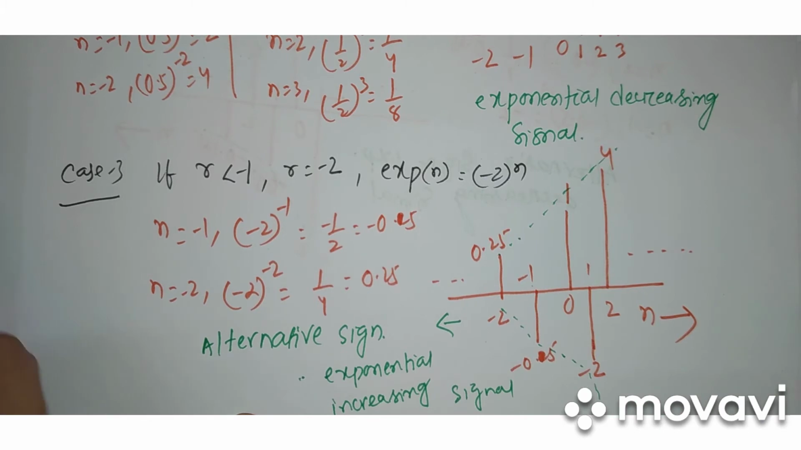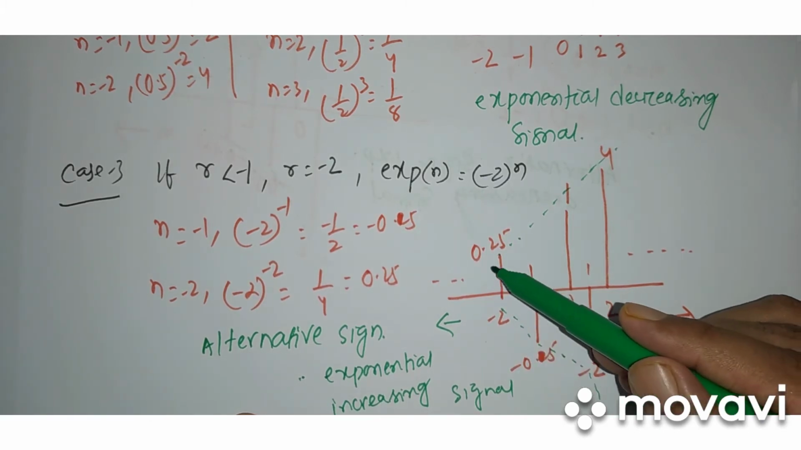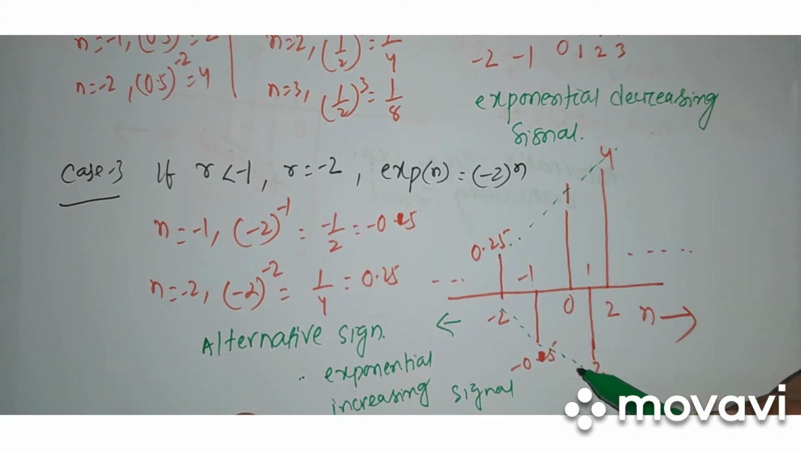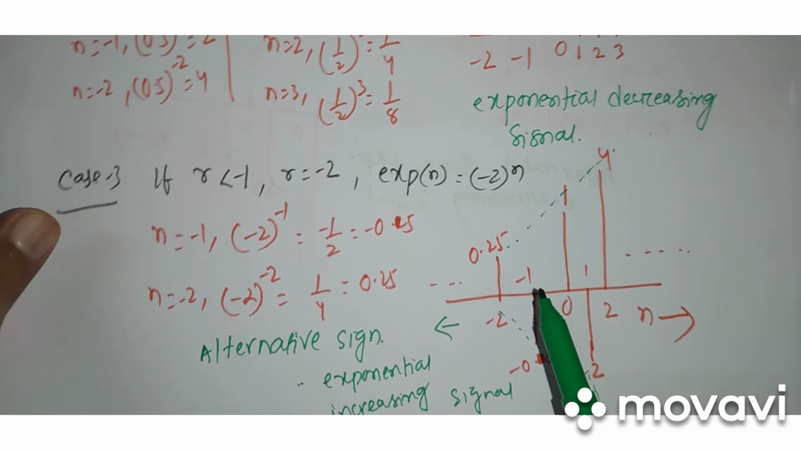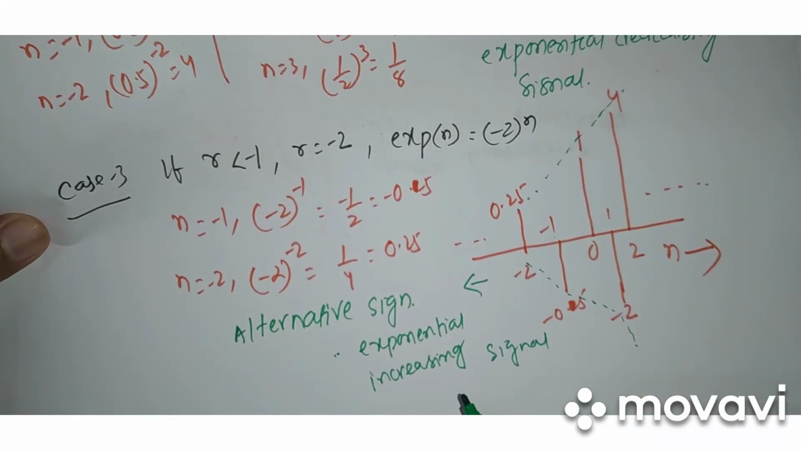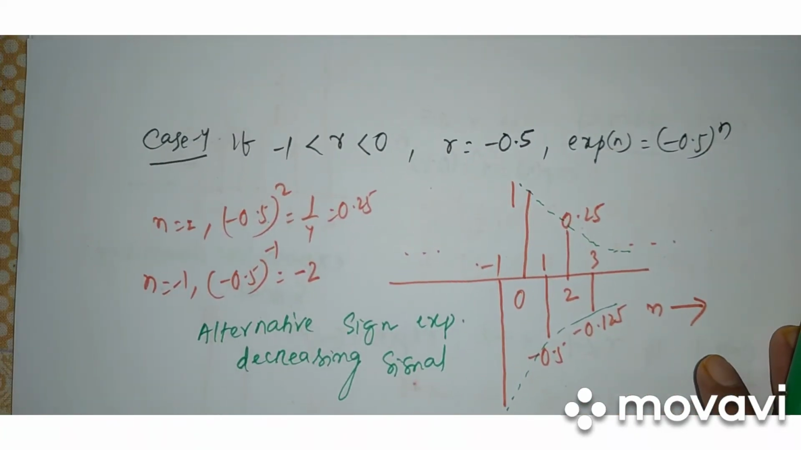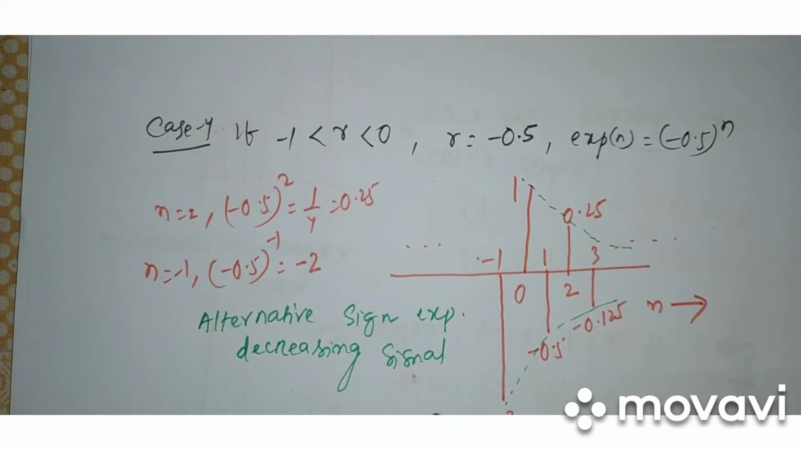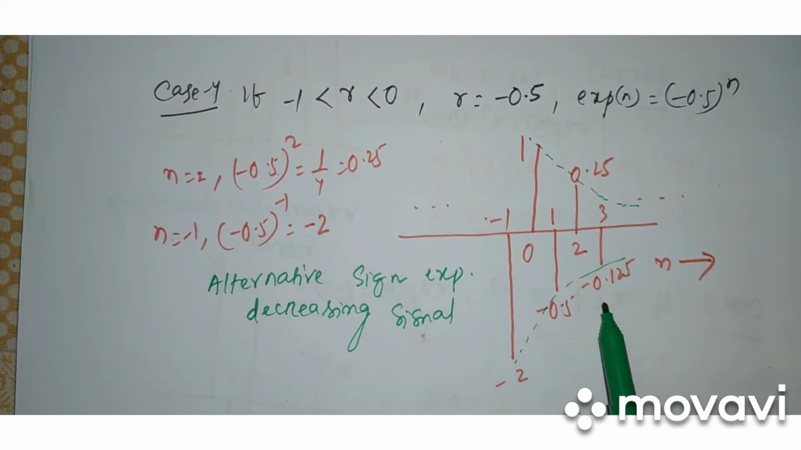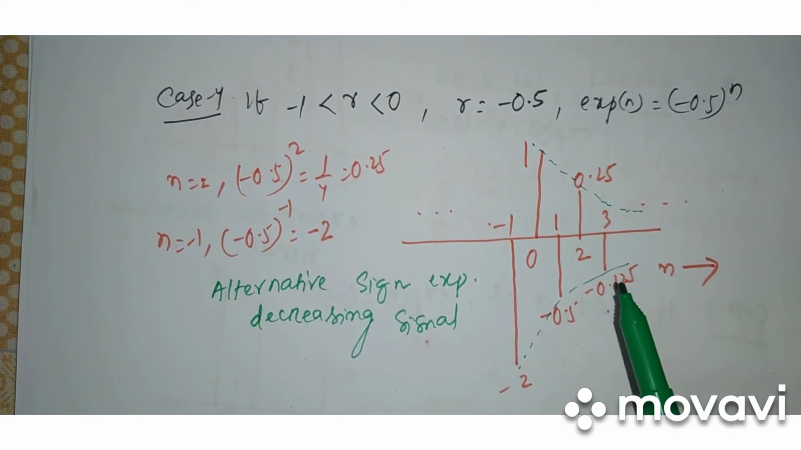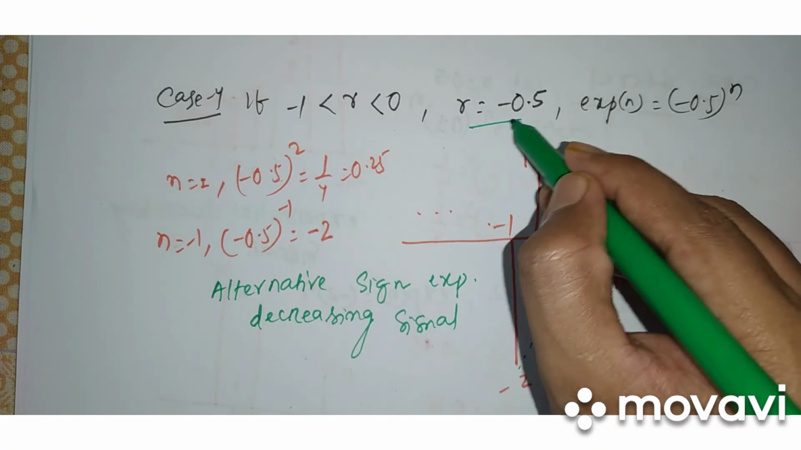Okay, that's why on the positive side it is increasing, and on the negative side it is also increasing. It means the magnitude of the amplitude is increasing. That's why it is an alternate sign exponential increasing signal, and in this case it's an alternate sign exponential decreasing signal. So based on the value of this r, we are getting 4 cases.